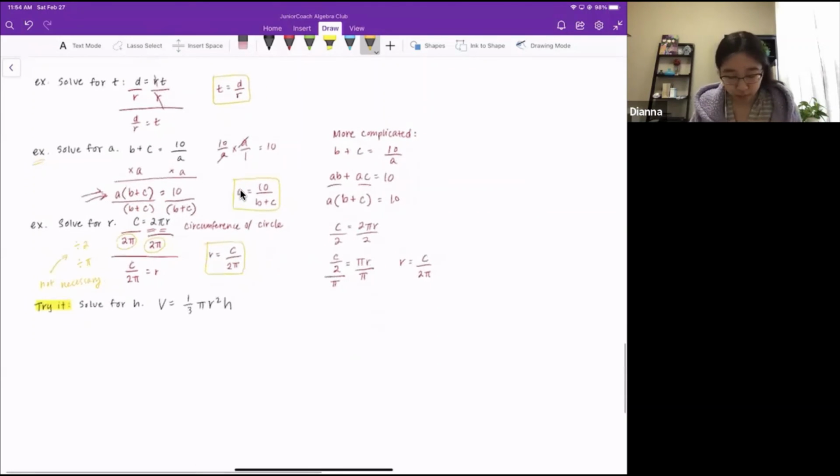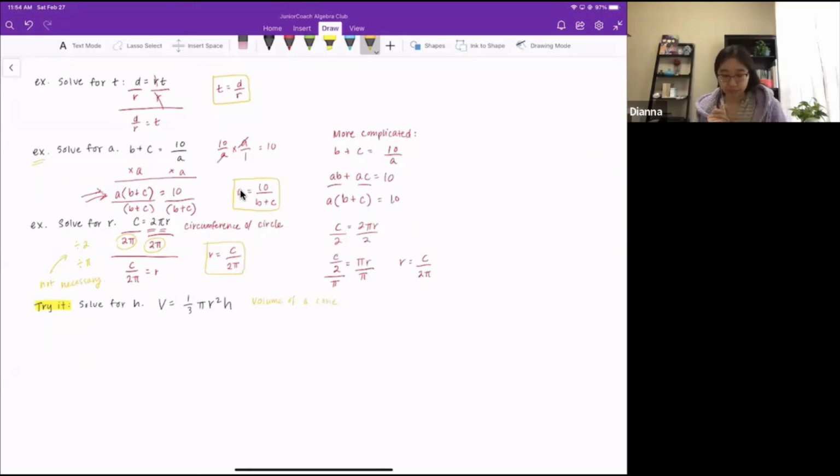So now I have a poll, and this is going to be the last poll today, and it's the hardest. So it's okay if you get it wrong. I will go through and explain it. So V equals 1/3 pi r squared h. The reason why I chose this is because it's the equation for the volume of a cone, which I thought was interesting. I like this formula.